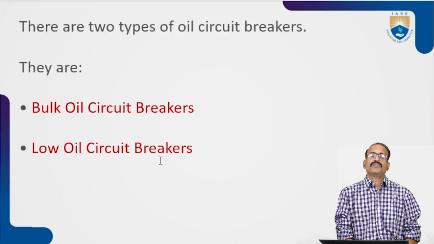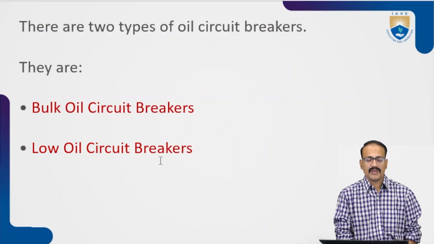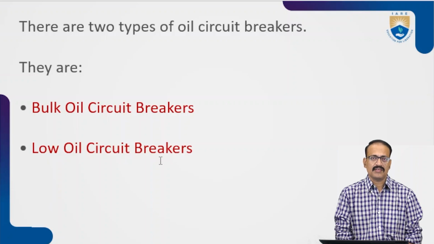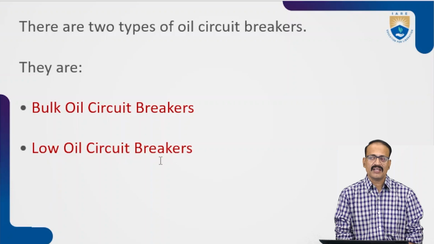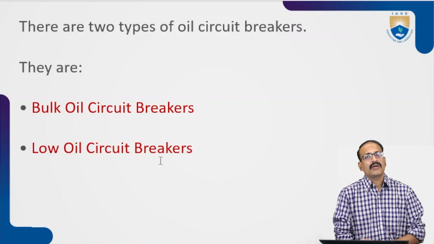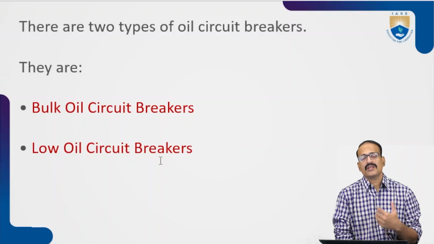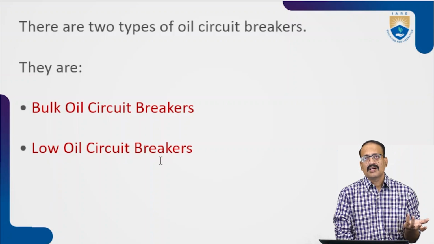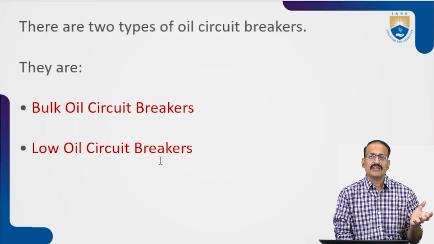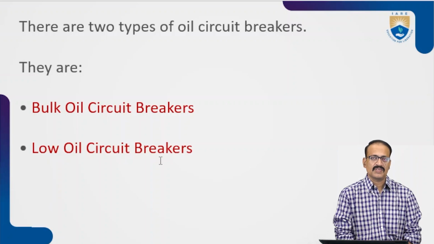There are mainly two types of oil circuit breakers: the bulk oil circuit breaker and the low oil circuit breaker. We are using the oil not only for extinguishing the arc, but also for insulation purposes.